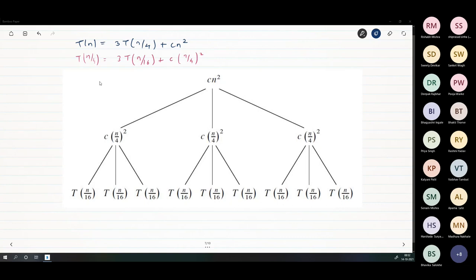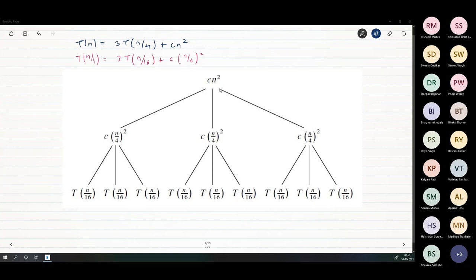So at the second level, we have T of n by 4 is 3 times T of n by 16 plus C times n by 4 squared. So at the second level, the cost is C times n by 4 squared for each occurrence. Correct? And then at this level, we have three branches, because for each of them we count T of n by 16 three times. So there are three branches for each one.